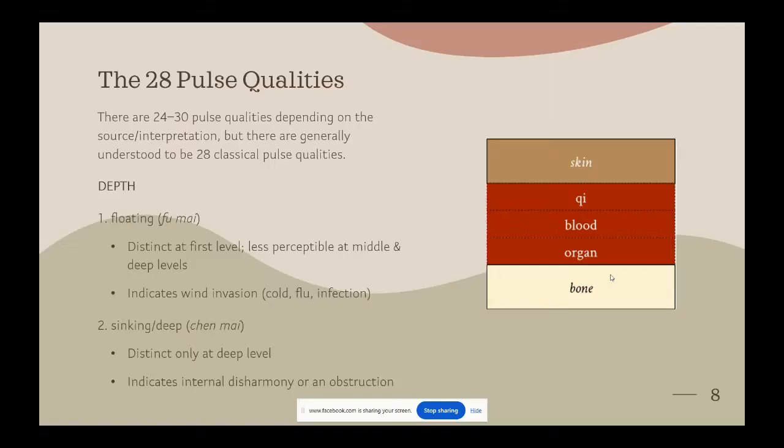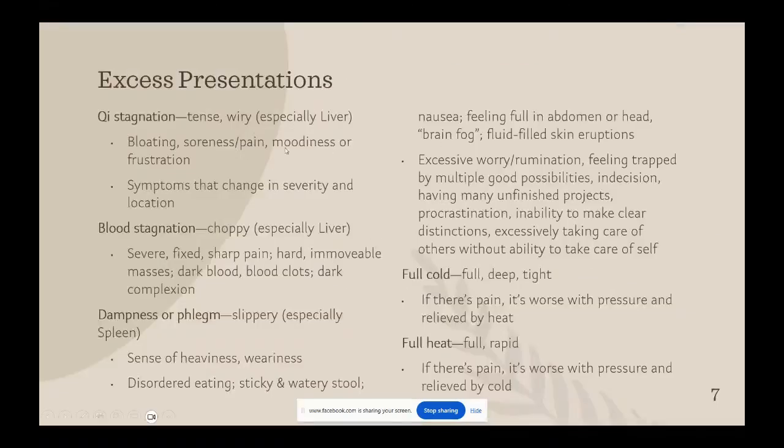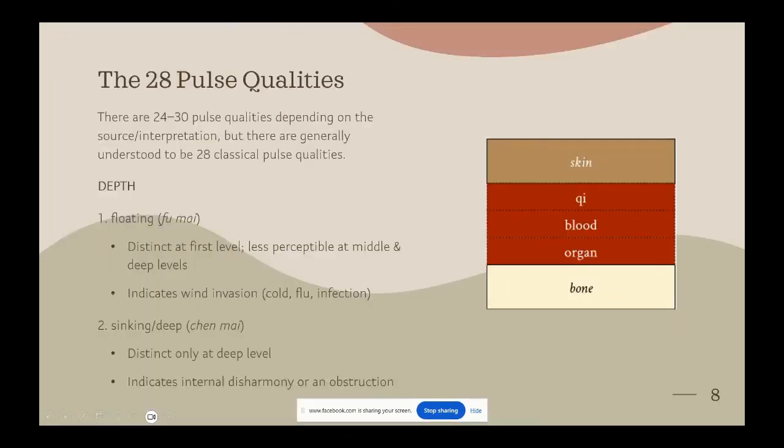So first of all, for depth, the floating pulse, and I'm also giving the pinyin because the words for these pulse qualities can be translated in a number of different ways. Like here for chi stagnation, you might see someone call the same pulse quality tense or wiry. Someone might say choppy or rough. So it's just maybe easier to know the Chinese names.